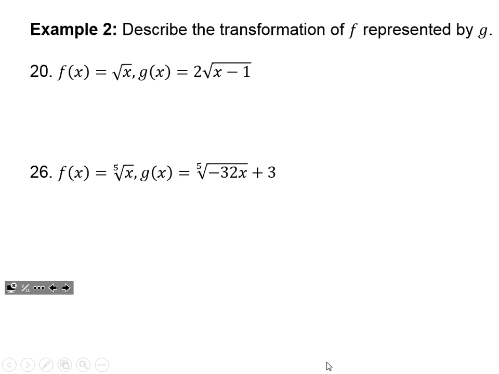Next, just describe the transformations. Here we're just looking for what's happening outside of our parent function. So here I'm starting with the square root of x. I'm multiplying a 2 out front and subtracting a 1 in with x. Well, that minus 1 in with x is telling us it's going right 1 unit. And that 2 out front says it's twice as tall.